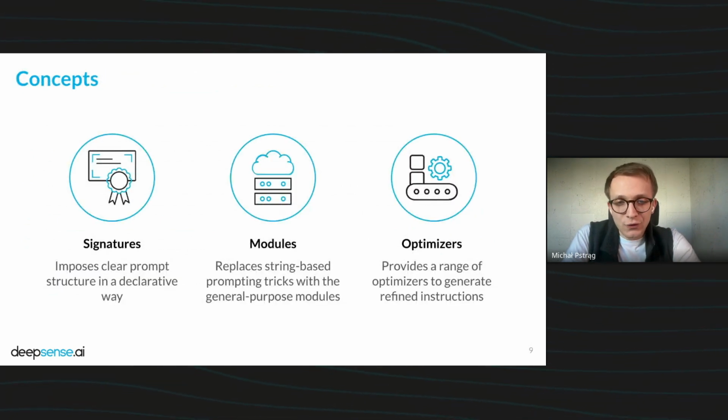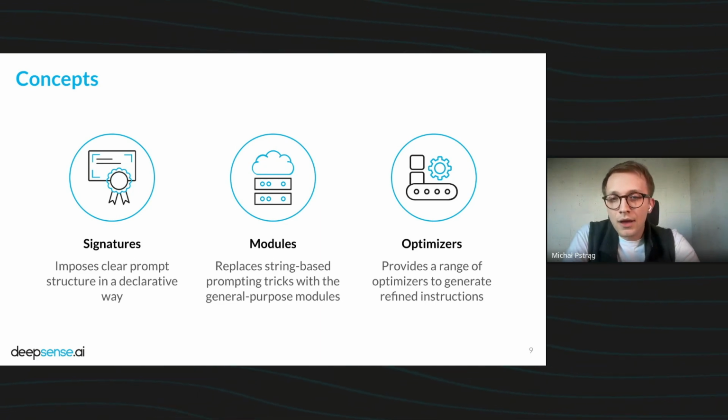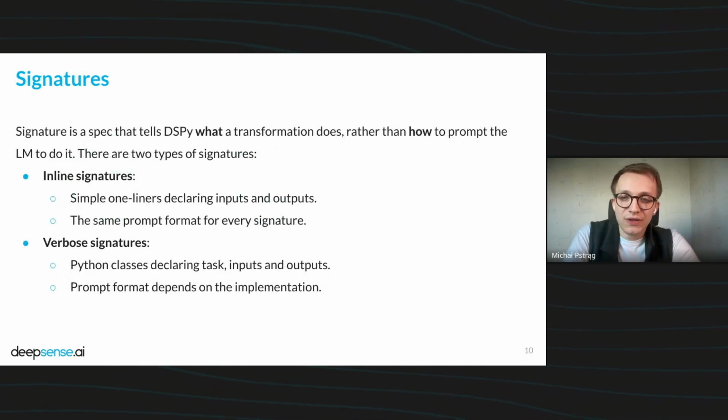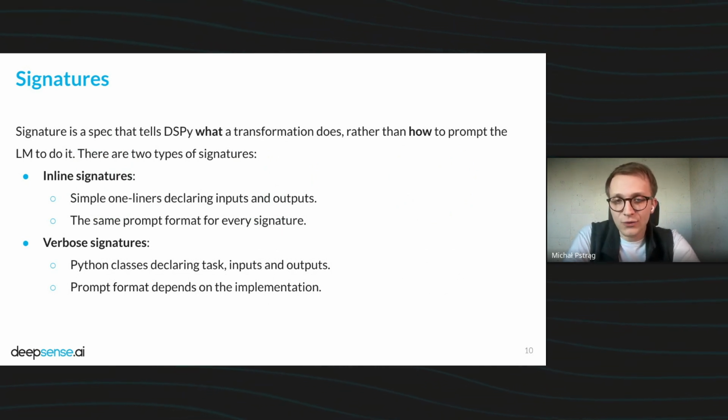And DSPy introduced three main concepts. There are signatures, which allow you to quickly bootstrap a prompt. They allow you to say what the input and the output of the prompt are. You have modules, which are thin wrappers, abstractions around certain prompting tricks and techniques, and they're general purpose. You can chain them together. And you have optimizers, which are used to generate refined instructions based on the signatures and modules. And signatures are declarative specs that tell DSPy what the transformation does, rather than how to prompt the LM to do it.